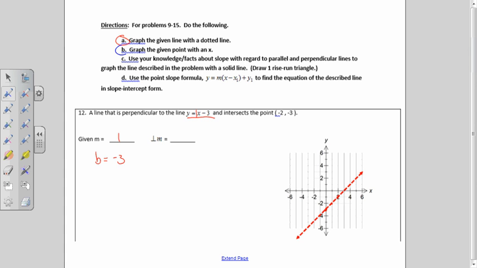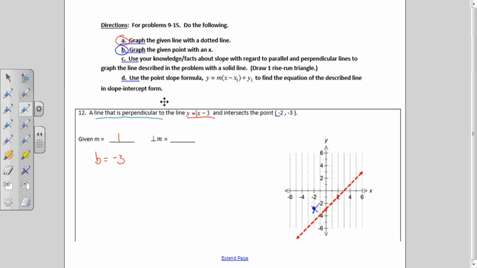It says graph the given point with an x. That point is -2, -3, which I will graph right there with an x. Okay? And now it says use your knowledge and facts about slope with regard to parallel and perpendicular lines to graph the line described with a solid line. I'll do that in green.